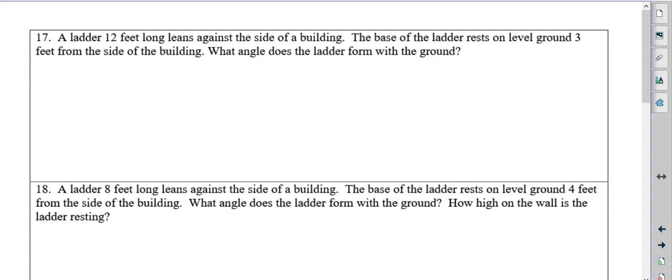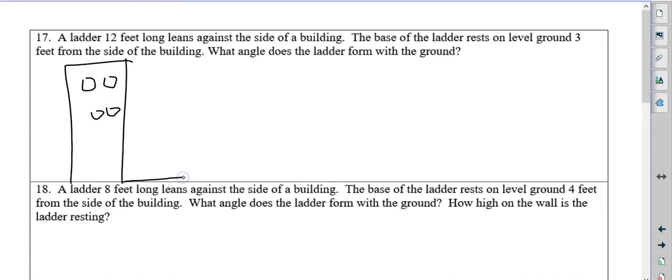All right, we're getting there. A ladder, 12 feet long, leans against the side of a building. The base of the ladder rests on level ground 3 feet from the building. Okay, so we have a building here. Put windows in it if you want, whatever. Wonderful building. 3 feet from the building is a ladder, and the ladder is 12 feet tall. What angle does it form with the ground?